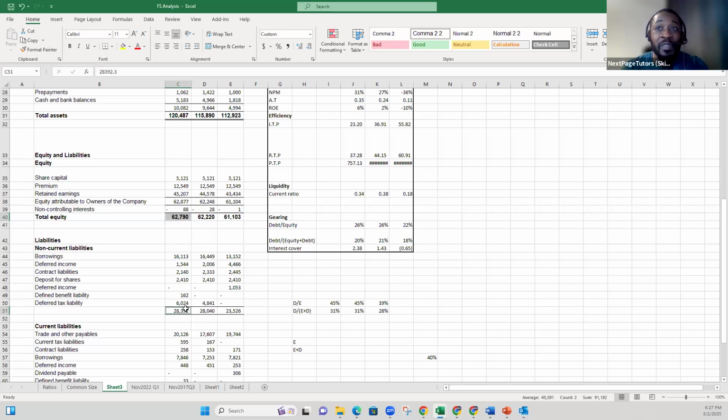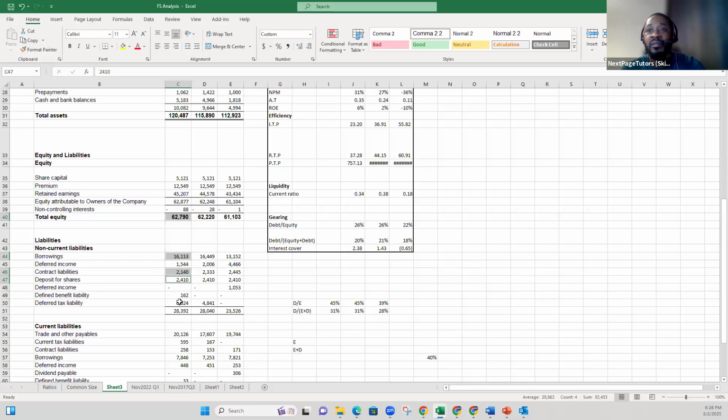Somebody can decide to say, I'm interested in debt. Let me start looking for the debt. Okay. Equity plus this one is a debt. Deferred income, no, I'm not picking it. Contract liability, this one is a debt. Deposit for share, okay, is a debt. And maybe I want to work with that. Somebody can decide to. Do you get the gist now? And that is how the other person got it.